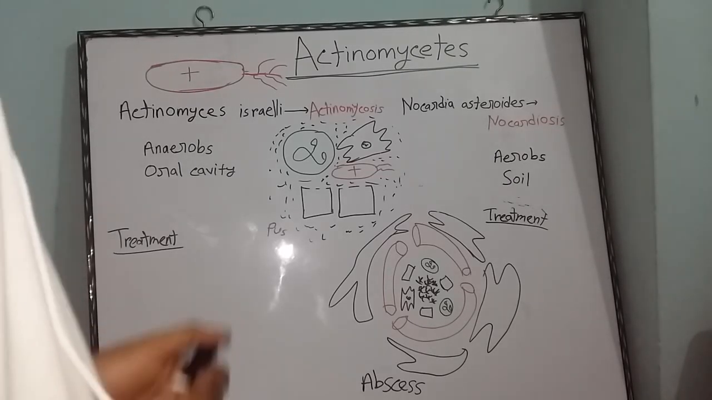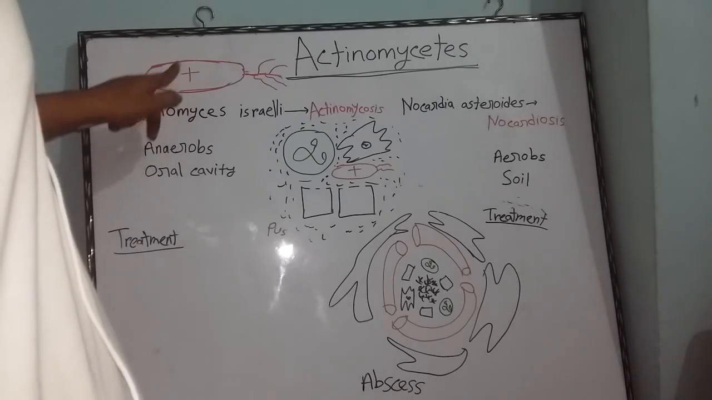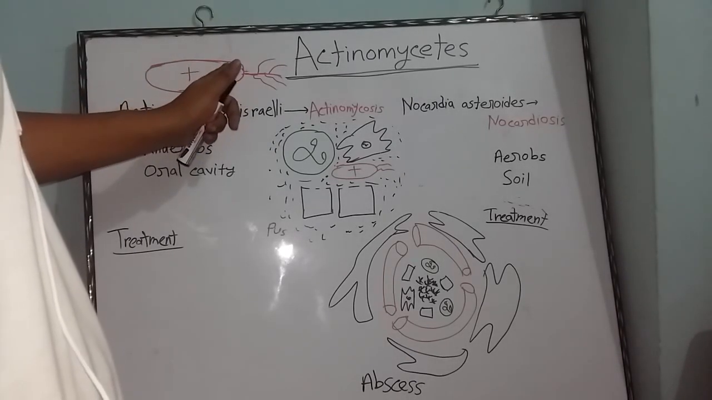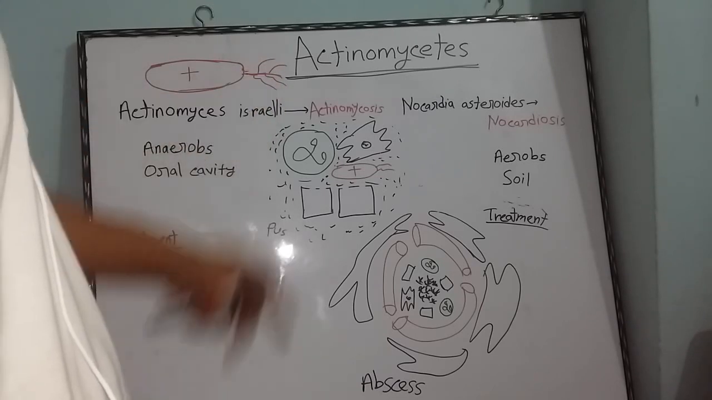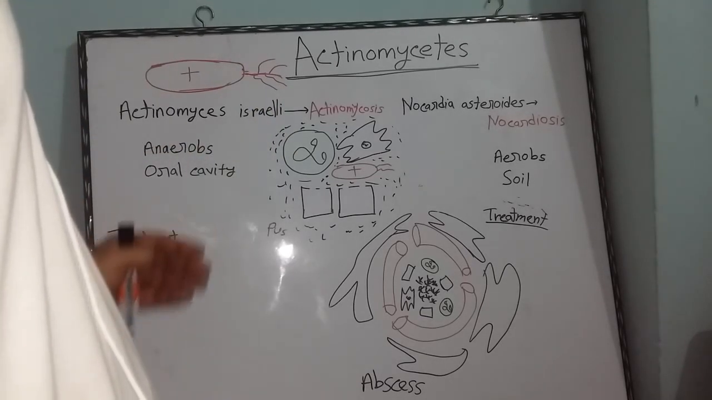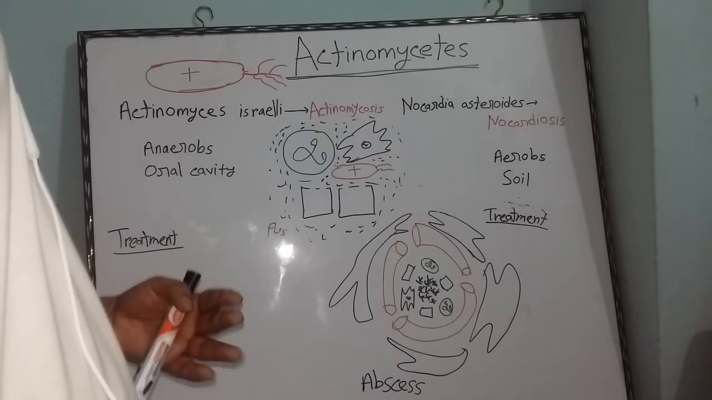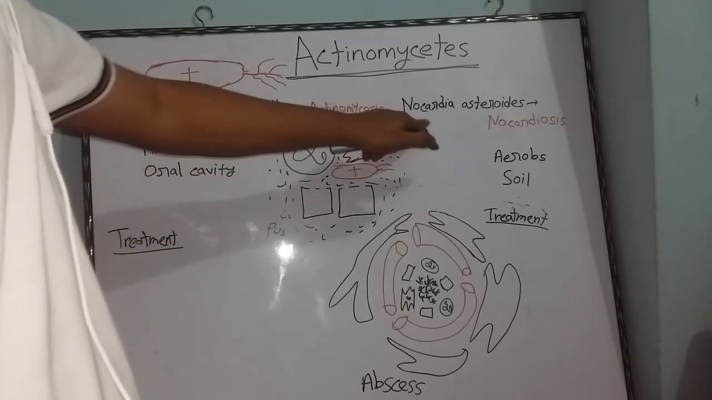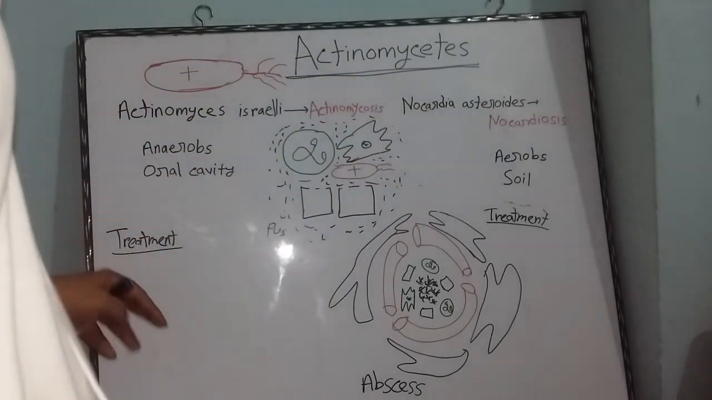Actinomycetes. Actinomycetes are gram-positive, rod-shaped bacteria, and they have a long filament which is branched. There are two types of medically important actinomycetes. One is Actinomyces israelii and the other is Nocardia asteroides.